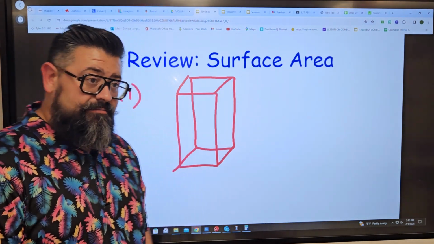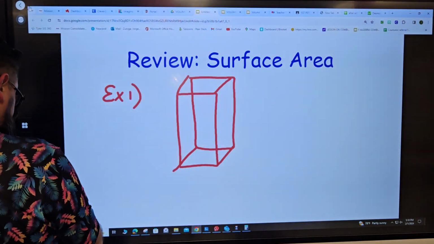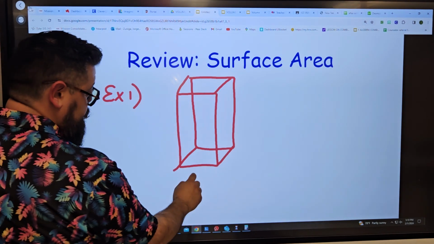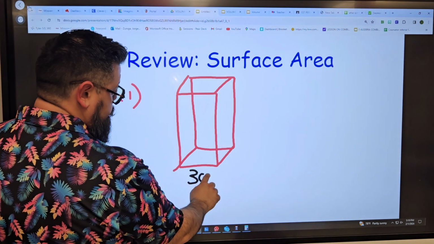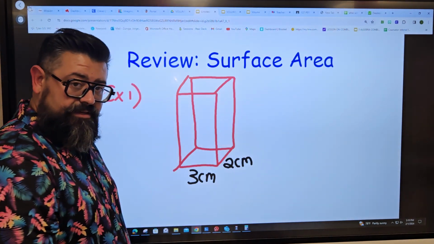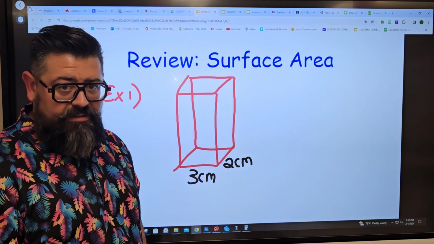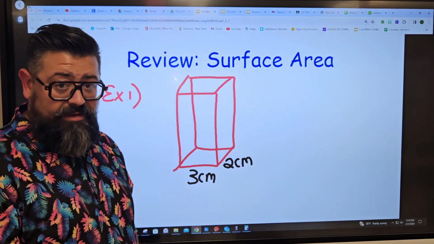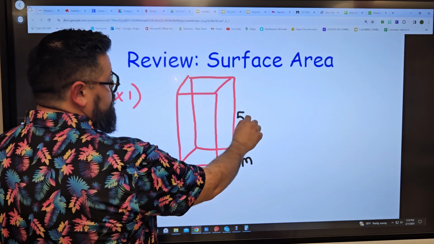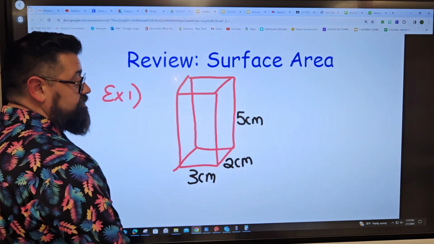So let's go ahead and give it some measurements. And let's say we got 3 centimeters, 2 centimeters. So obviously the base on the bottom is going to be a rectangle, right? It's a 3 by 2. And let's just say that the height is going to be 5 centimeters.